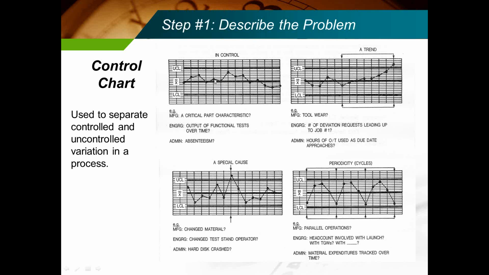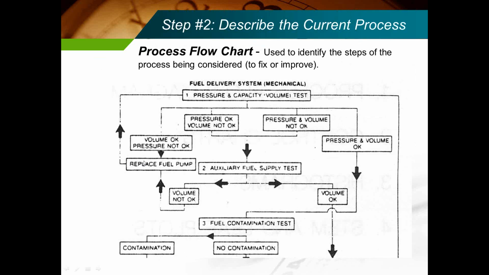Another one is a control chart. Again, I won't go into statistics, but you can measure variability of things to see whether they're in control or there's a trend. In this case, things are going out of control on one side of the chart. Special causes where it usually is in control, but every once in a while something happens. Or maybe there's a cycle, like maybe you're changing tooling and it creates a cycle. It's another type of tool.